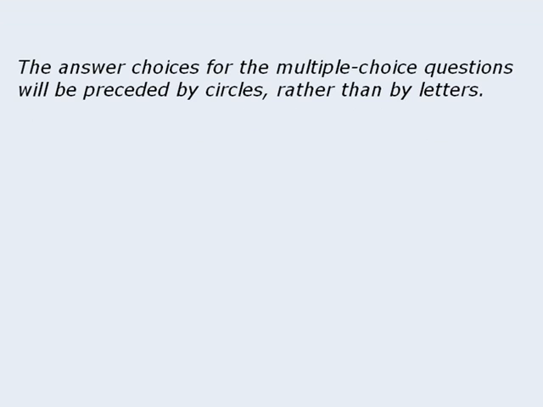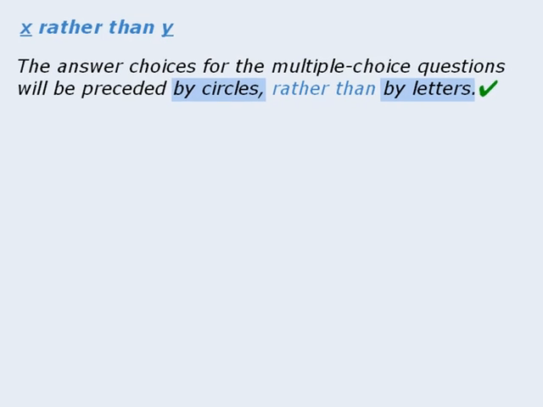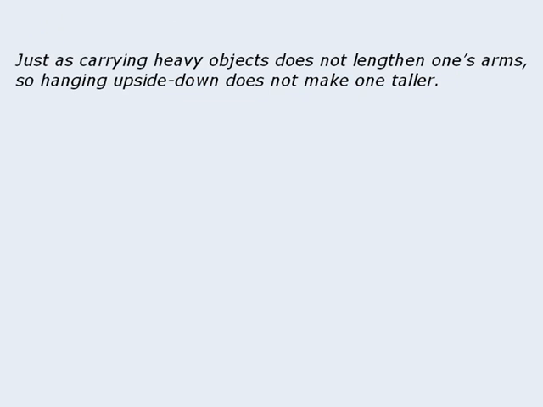The answer choices for the multiple choice questions will be preceded by circles rather than by letters. This sentence uses the X rather than Y correlative. Notice here that the part before rather than is parallel to the part after rather than. Here, by circles and by letters have parallel structures. Okay, here's another example. Just as carrying heavy objects does not lengthen one's arms, so hanging upside down does not make one taller. This sentence uses the just as, so correlative.